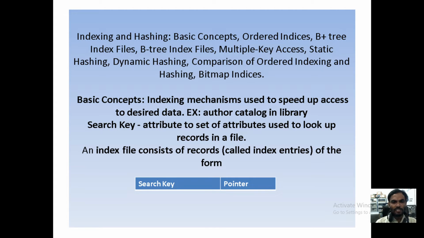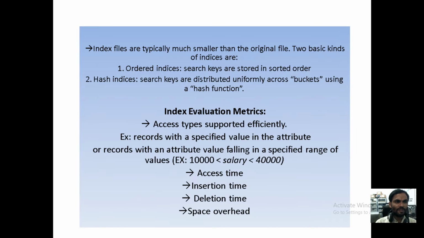Suppose you take the example of the author catalog available in the library. If you want to find the author name, you can easily find it with the help of the index. Under the index file, it consists of a search key and a pointer. With the help of the search key, we can easily find the file or record. Index files are typically much smaller than the original files.